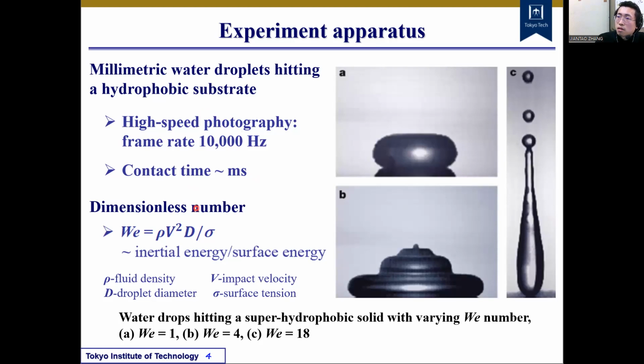The behavior of an impacting droplet can be described by a dimensionless number, the Weber number. It is the ratio of kinetic energy to surface energy, where ρ is the fluid density. The greater the value of the Weber number, the larger the deformation that occurs during the impact. The three figures on the right side show the morphologies of an impacting droplet at various Weber numbers.